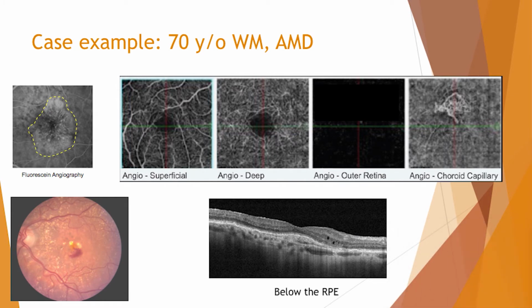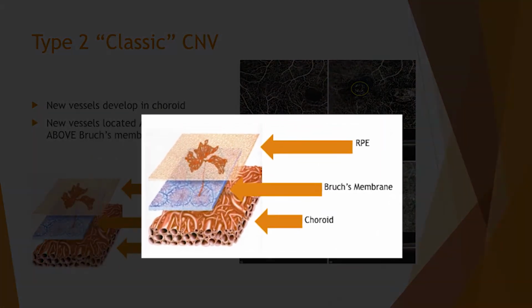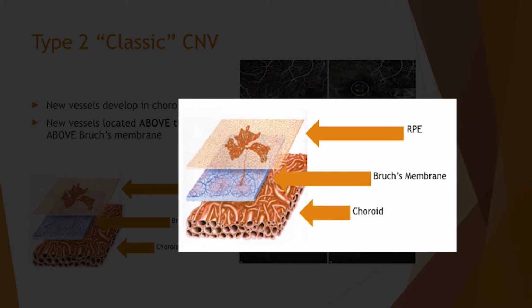Let's go into the classic now. Okay, so in the classic, we're going to look at the picture again on the bottom left. Our vessels originate again at the level of the choroid. The vessels come up through Bruch's. But in this particular situation, they actually go up through the RPE, okay? And again, that's really important because that's how you're going to differentiate between the two types of membranes.